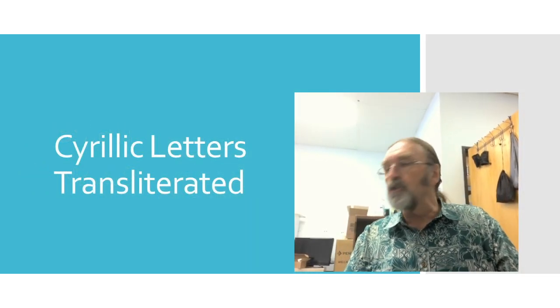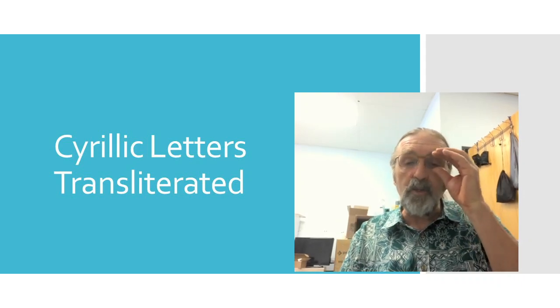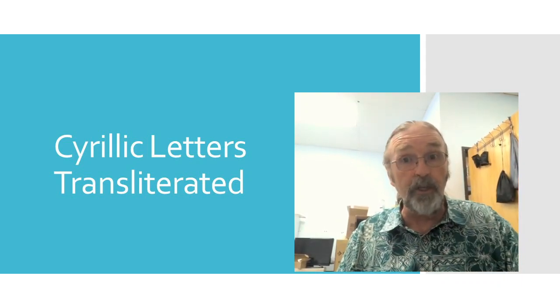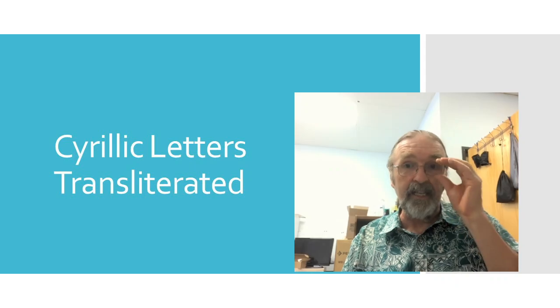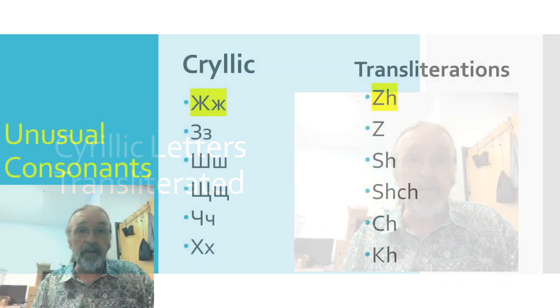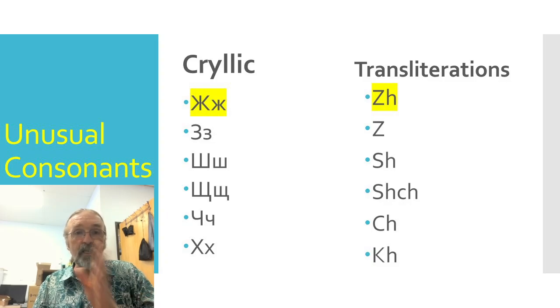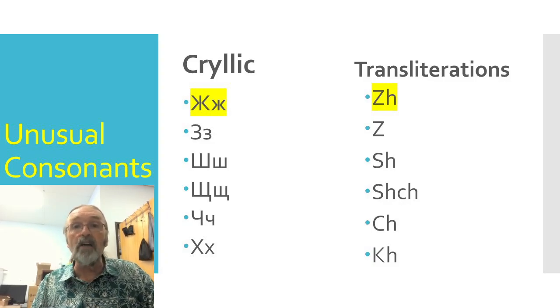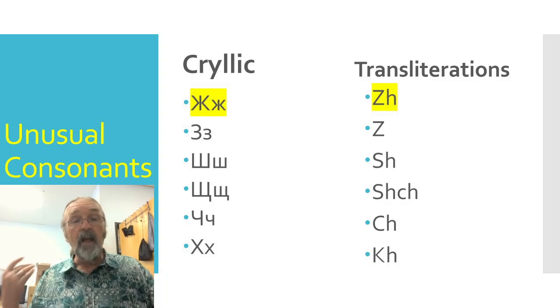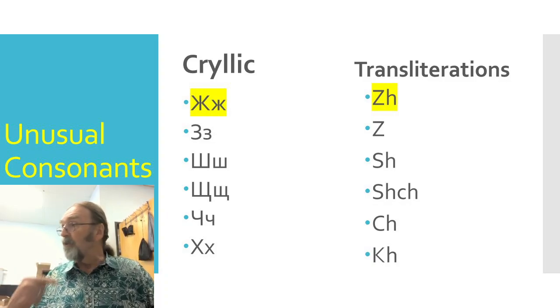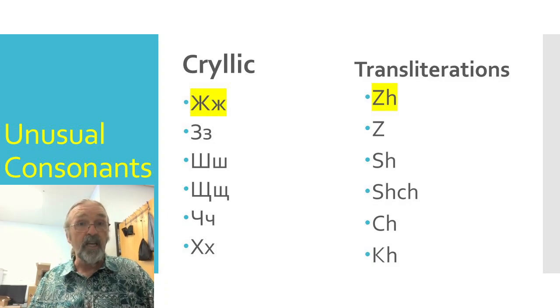So, Cyrillic letters transliterated. That means when you take a word from a language and you try to put it in your language, so transliterated into English. And we're going to take a look at some of those. Here's the Cyrillic in the left-hand column, and in the right-hand column, the English or Latin letters that we use to represent it. The first one, this thing that looks like an asterisk, is ZH. The way that sound is made is like you put your teeth together and you go ZH.